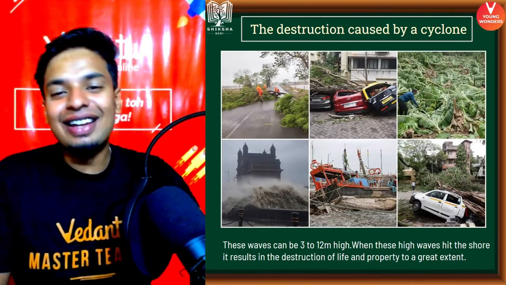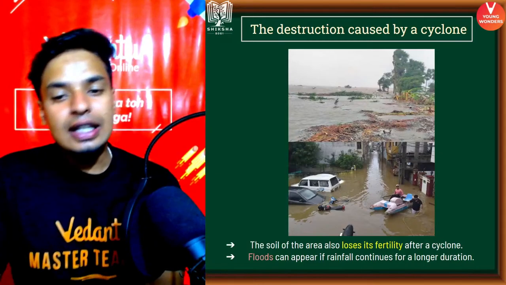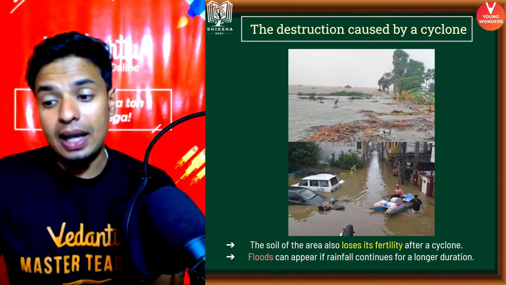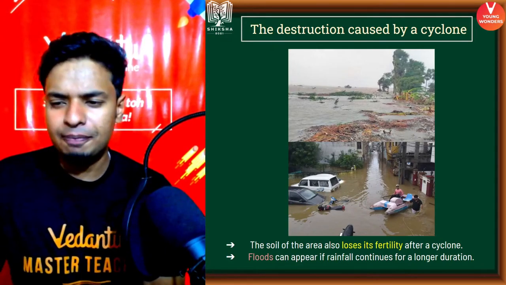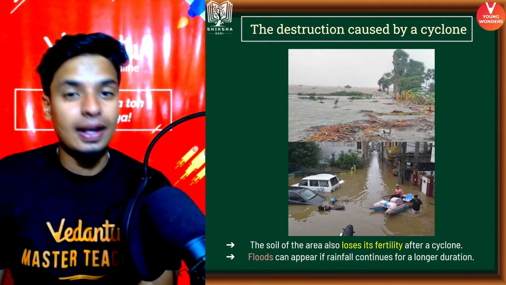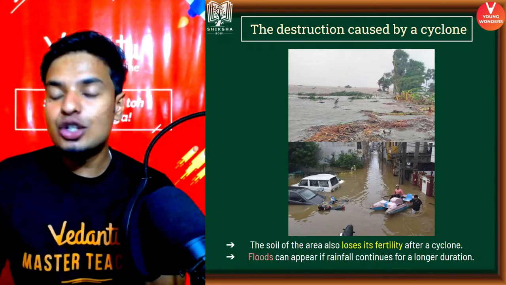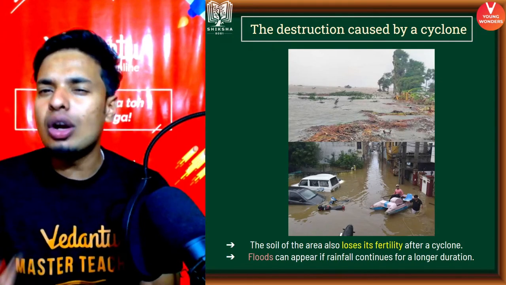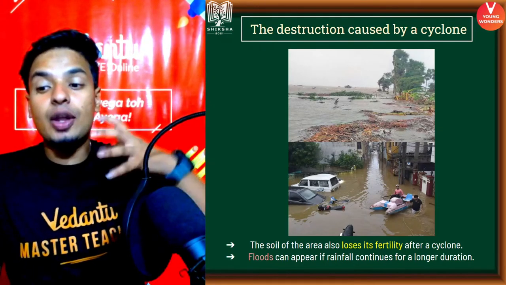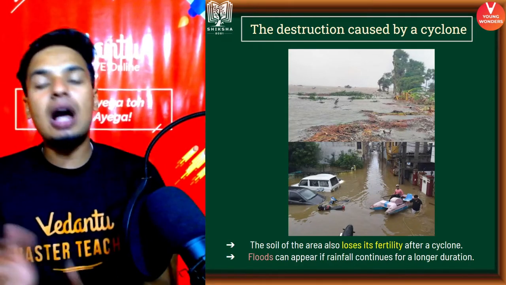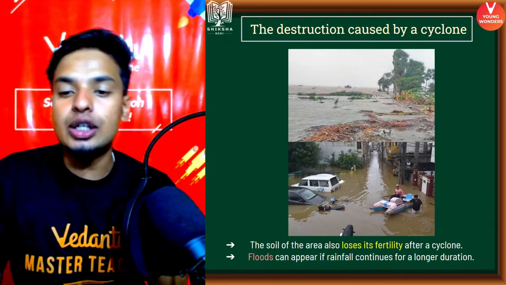Okay, that is how destructive cyclones can get. Got it, guys? Now, what all the different types of destruction can we expect? So, the soil of the area loses its fertility after a cyclone. Why? Guys, the water washes away everything. Sometimes it can be salt water from the oceans, and the soil can no longer grow plants if the soil is salty. So the soil of a place where there has been a cyclone, where the ocean water came inside the cities, the plants cannot grow. The soil becomes infertile.